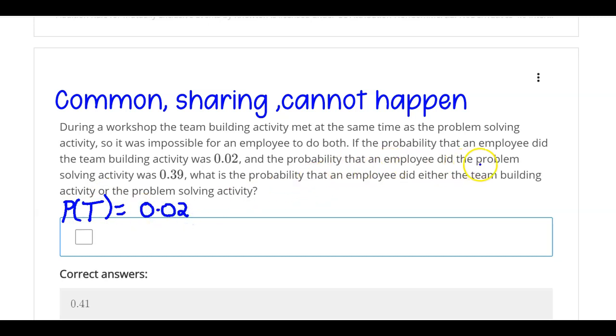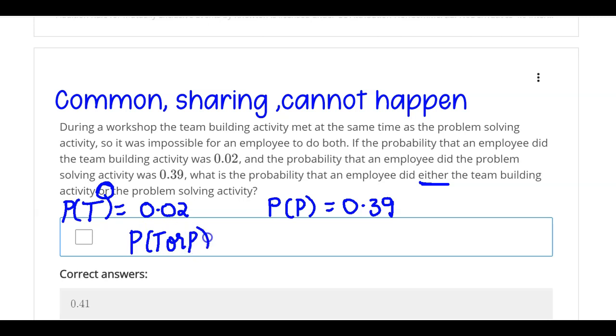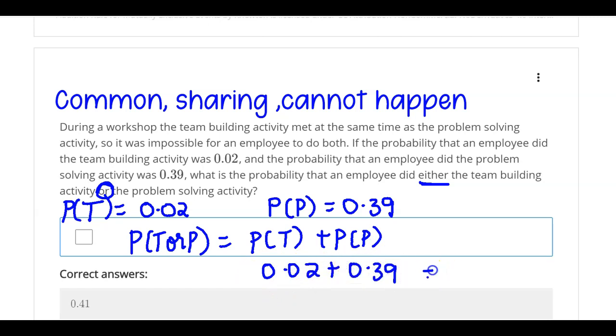And the probability that the employee did the problem solving, so probability of problem solving is 0.39. What is the probability that an employee did either the team building or, remember the keyword or, problem solving? So probability of T or P is simply probability of T plus probability of P, which is 0.02 plus 0.39, which is 0.41.